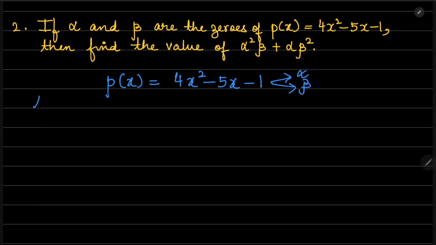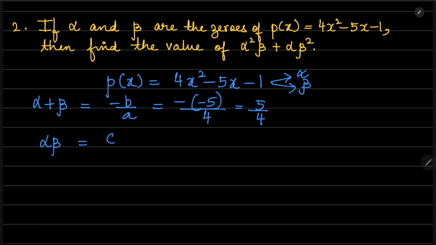The first thing to do is calculate the sum of the zeros. Minus b by a is the formula. So minus of minus b, your b is nothing but minus 5, by a is 4. So 5 by 4 is your sum of the zeros. And then calculate the product of the zeros. Formula is c by a. What is your c? Your c is minus 1, a is 4. So minus 1 by 4.